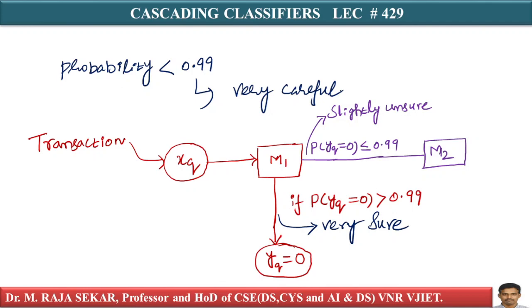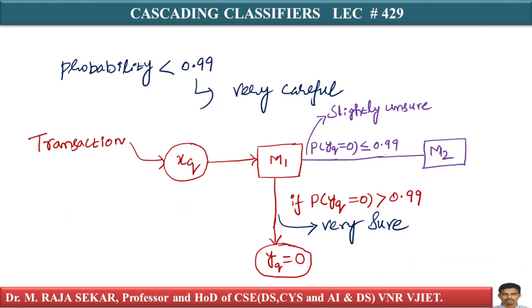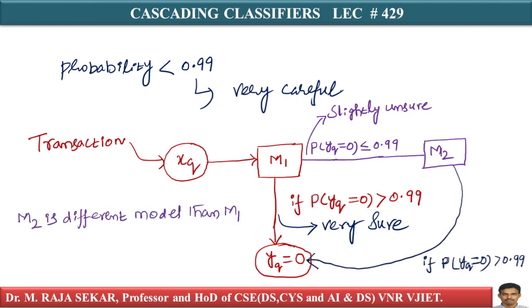This model again gives me a probability of yq equal to 0. This is a different model, this different model M2. Remember, your M2 is a different model. That's important. Your M2 is a different model than M1.